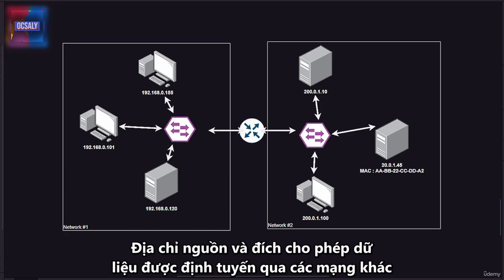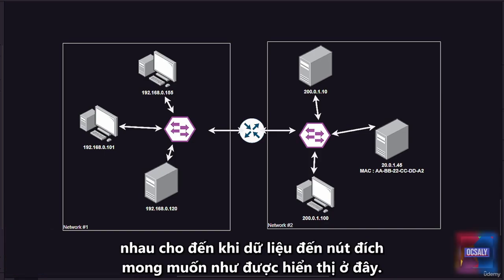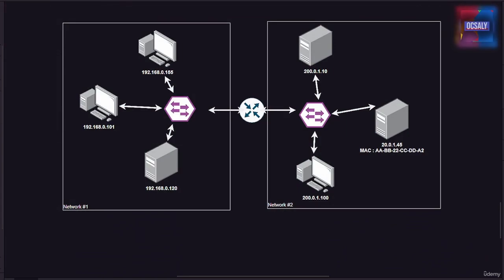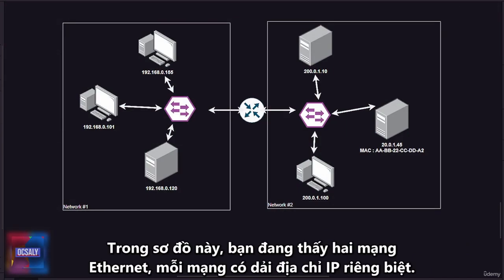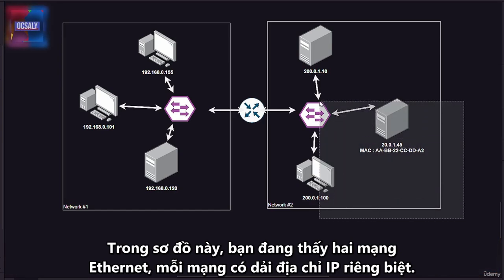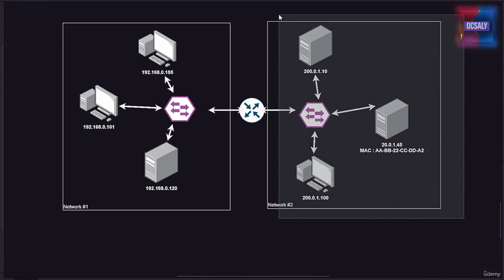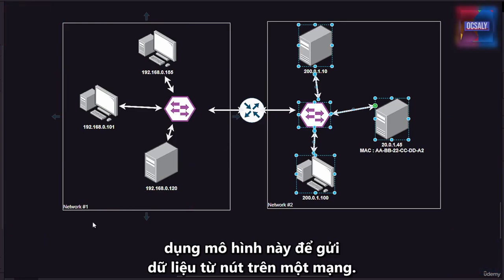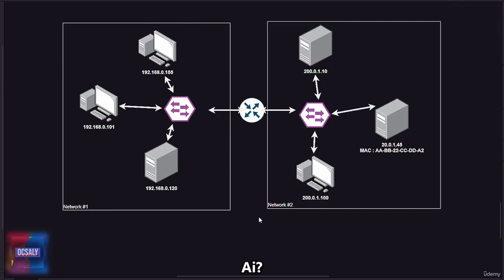Rather than require that all nodes be directly connected, the source and destination addresses allow the data to be routed over different networks until the data reaches the desired destination node, as shown here. In this diagram, we are seeing two Ethernet networks, each with separate IP address ranges. In this lecture, I will explain how IP uses this model to send data from a node on network number 1 to network number 2.